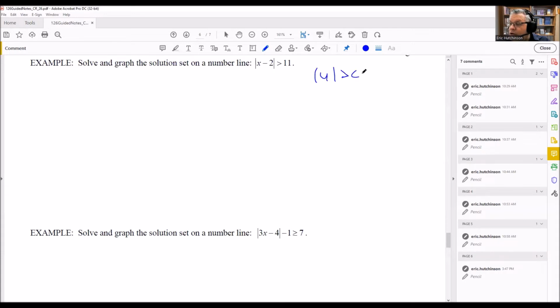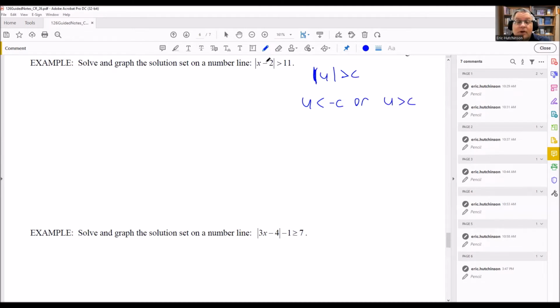Okay, so this is a case where we have a u greater than c. So from the format that we just looked at, if we have something written in that form, this is one that's going to go into two separate inequalities. You're going to have one which is u is less than negative c, or you're going to have u is greater than c. So this is the format we want to use with this.